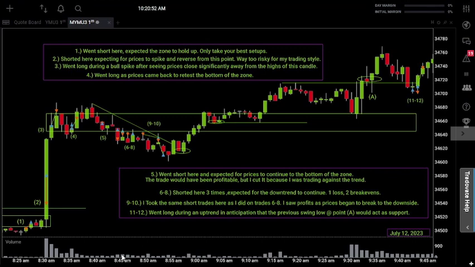So look at this day right here. We had a move to the upside. We had news come out at 8:30 on this day. This was July the 12th this year. We pushed to the upside, and we created this zone right here. But then after the first pullback, we actually had opportunities to take the short trades. So we had opportunities on 9 and 10, and I actually went short right there. Took the same short trades here as I did on 6 and on trade 8. Saw profits as prices began to break to the downside. So this right here is an example where you have the first pullback and you can actually short that and counter trend trade against it.